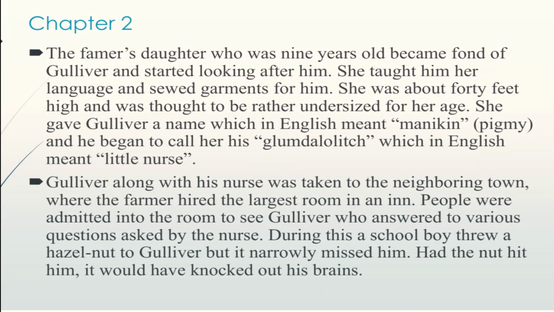Chapter 2. The farmer's daughter, who was 9 years old, became fond of Gulliver and started looking after him. She taught him her language and sewed garments for him. She was about 40 feet high and was thought to be rather undersized for her age. So you can just imagine her stature. She was 40 feet high, and it was considered to be undersized.